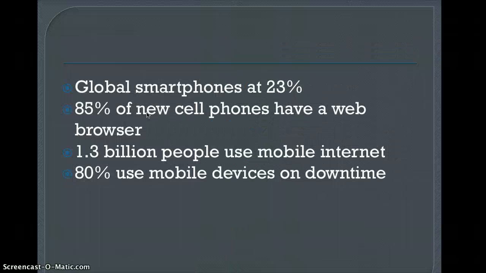So these are just some facts I found in the PDF. 23% of people in the US own a smartphone, which is definitely rising. You would expect the number to be a little higher, but it's getting up there. 85% of new cell phones have a web browser, and like you can see down there, 80% use mobile devices in downtime.